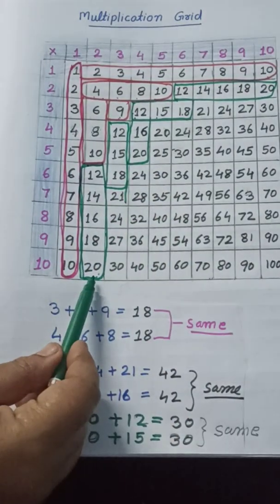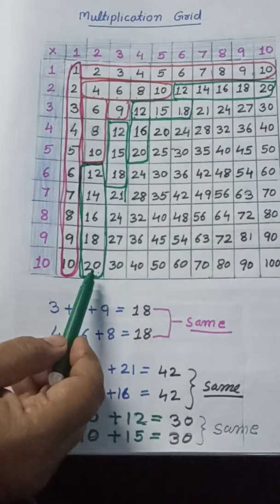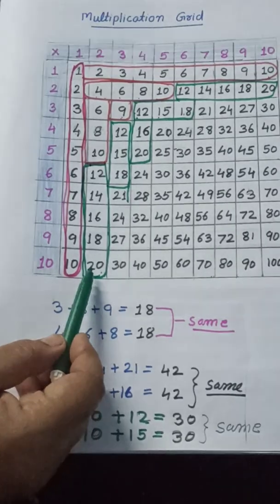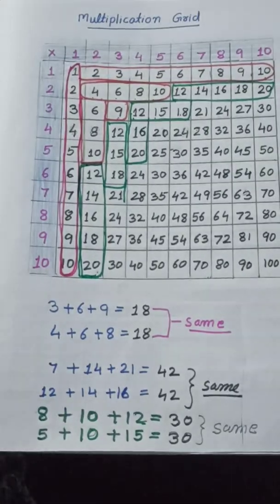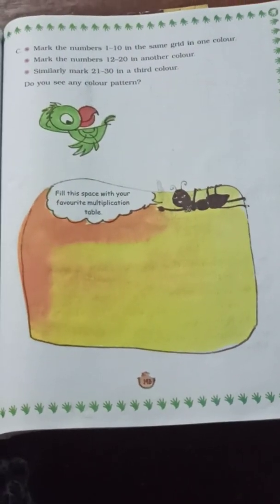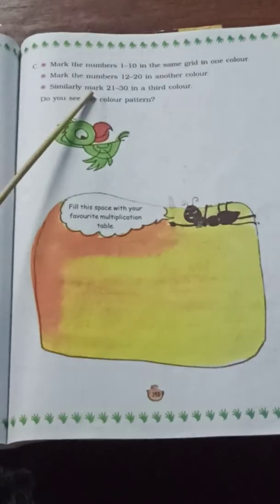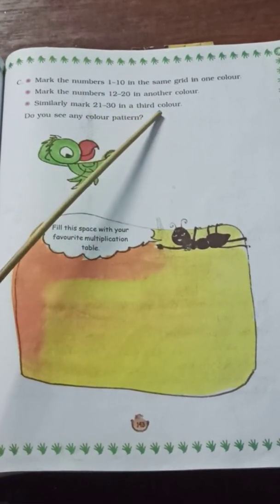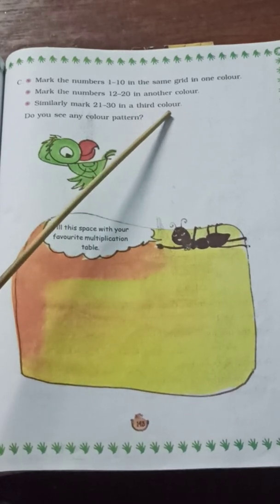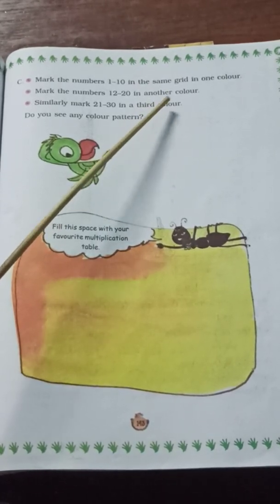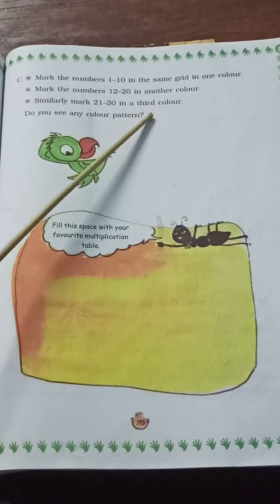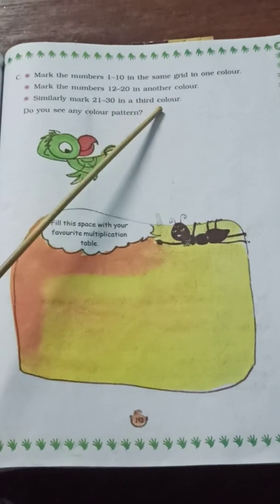So children, you can take this way. You can do this way. So are you enjoying this activity? Okay. So let's see one more question. Here it is, similarly mark 21 to 30 in a third color. Now two colors I have already taken, that is red and green. And this time can you tell me which color I should take? Okay, I will take blue.